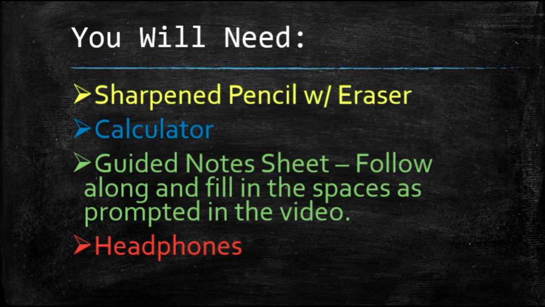For this lesson, you will need a sharpened pencil with an eraser, a calculator, a guided notes sheet, and you'll need to follow along and fill in the spaces as prompted in the video, and you'll also need your headphones if you don't already have those. If you do not have any of these supplies, please pause the video, go retrieve them, and come back and resume the video when you are prepared.